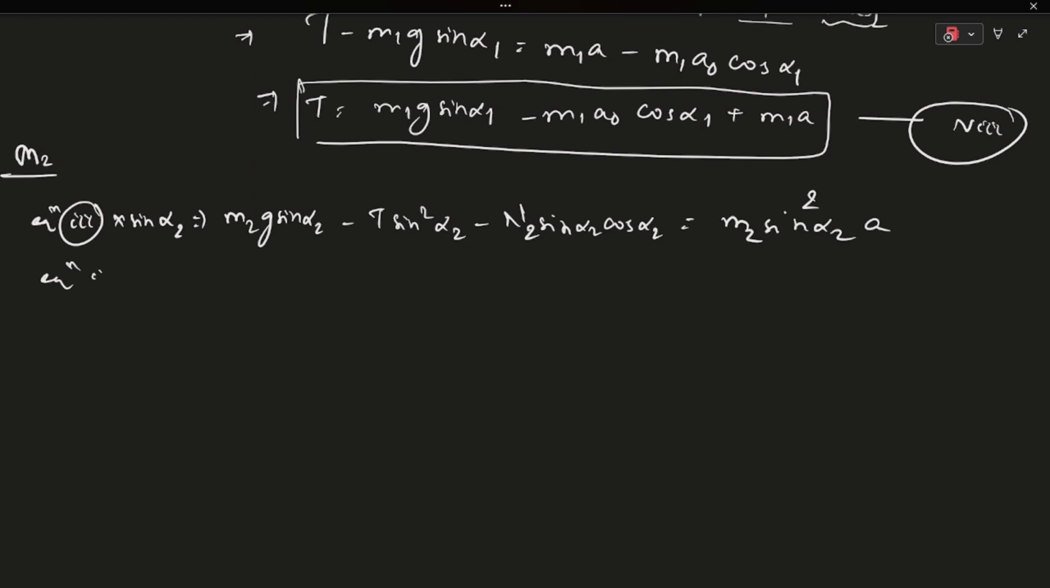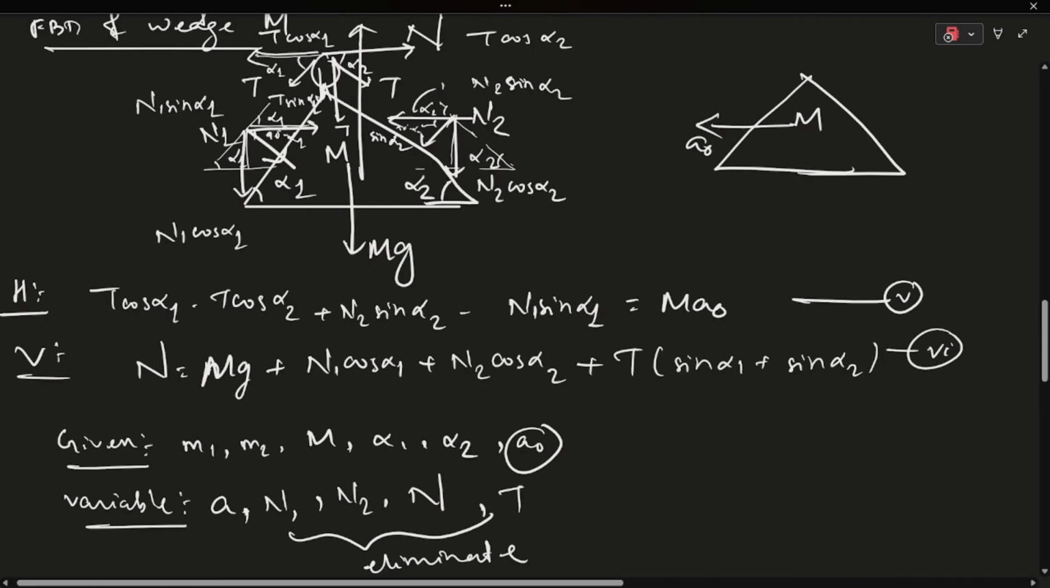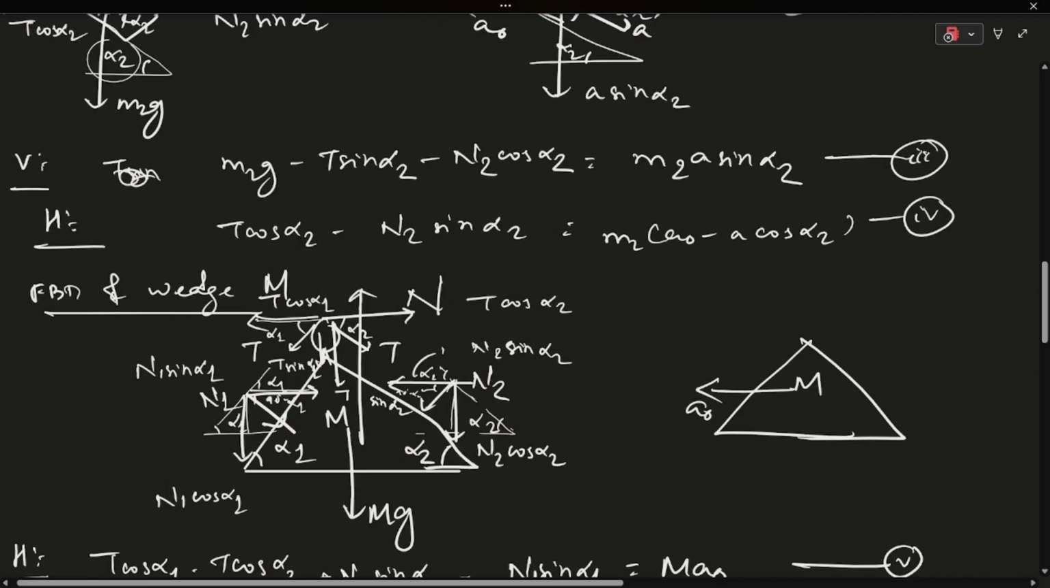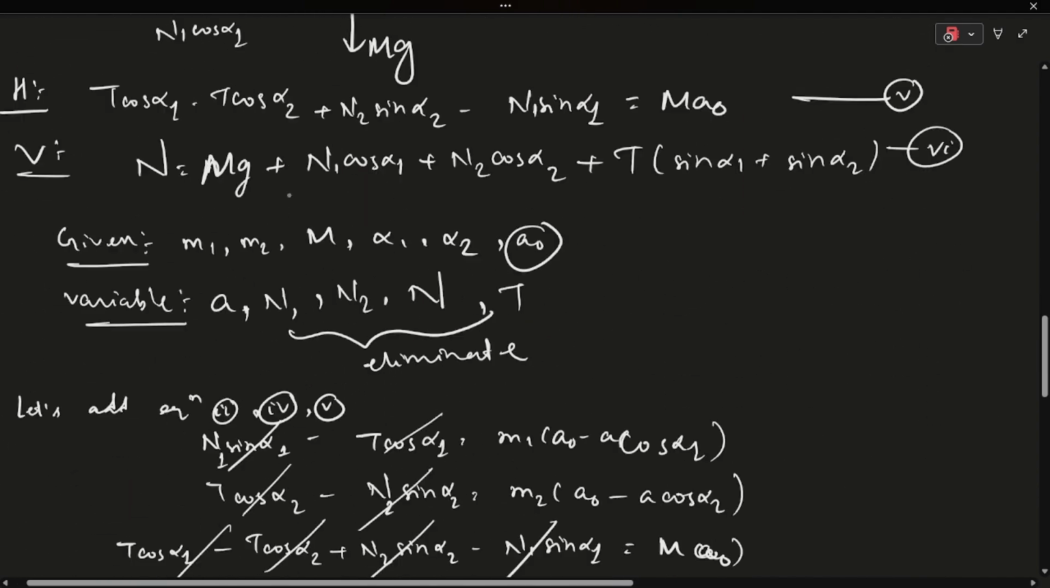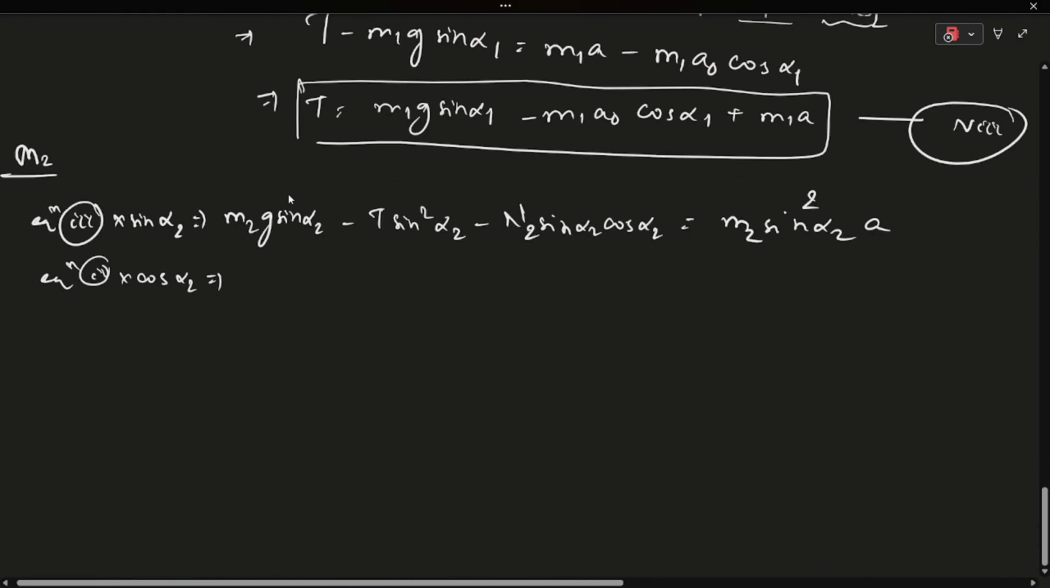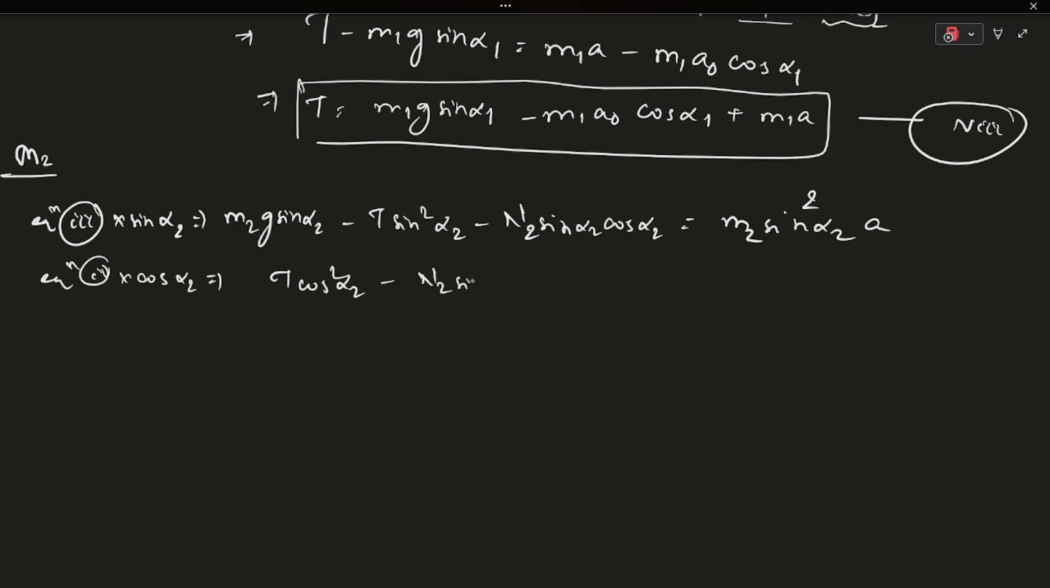Then equation 4 with cos alpha 2. T cos square alpha 2 minus n2 sin alpha 2 cos alpha 2. This is m2 cos alpha 2 a naught minus a cos alpha 2.